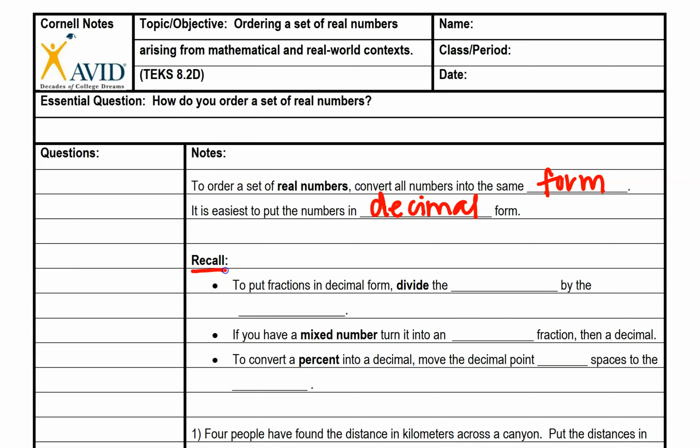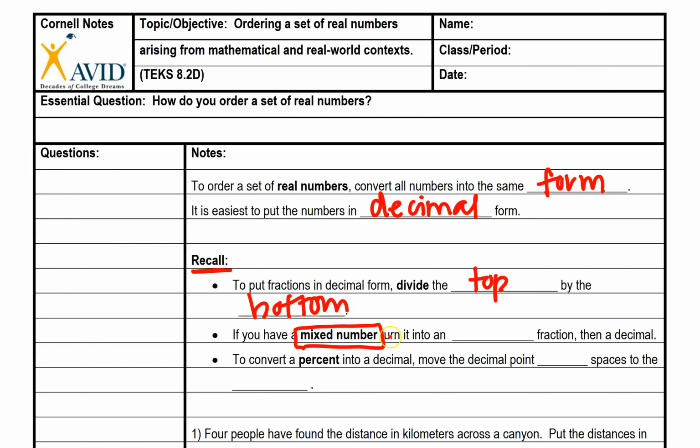If you recall, in lesson number 1, we reviewed how to put fractions in decimal form. We divide the top by the bottom. So if you remember, top in, bottom out, or the top goes inside the house, hopefully you recall from the first lesson. Now, a mixed number.